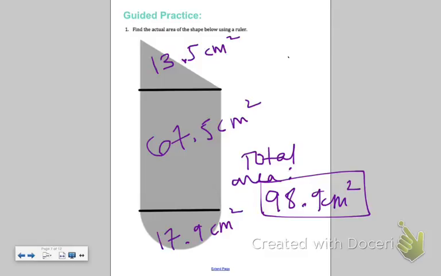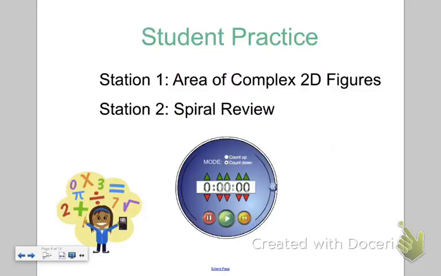So again, a composite shape is just an image made up of multiple shapes. You're going to have about 45 minutes to work on some examples involving the area of complex two-dimensional figures, and then you'll work on a spiral review the last 20 minutes of class. So everything that we do this week, we're going to be spiraling back to review other topics that we've covered before. Be sure to round your answers as your final step.